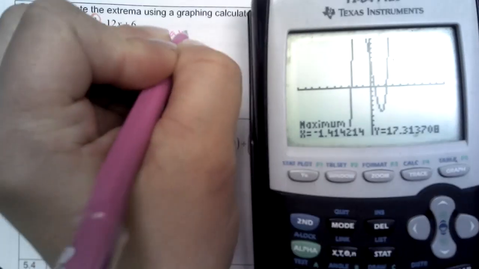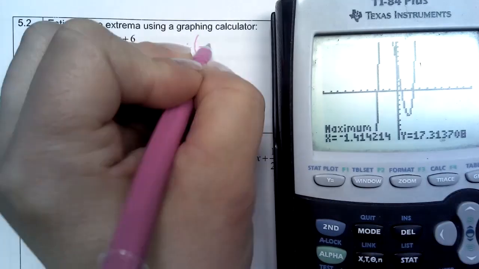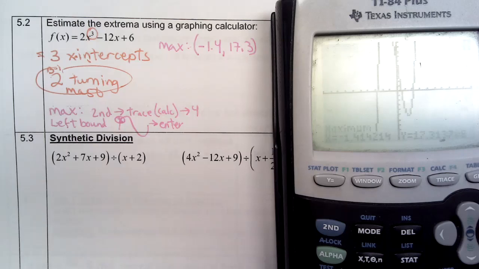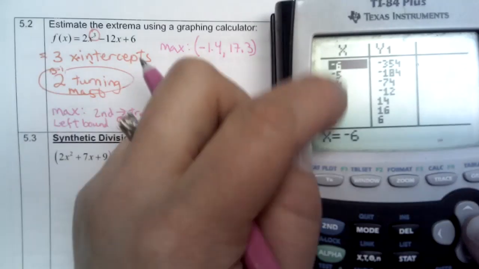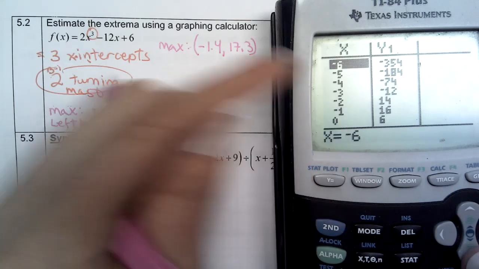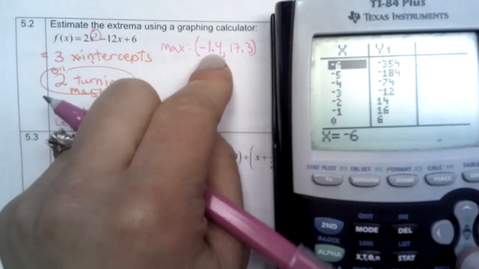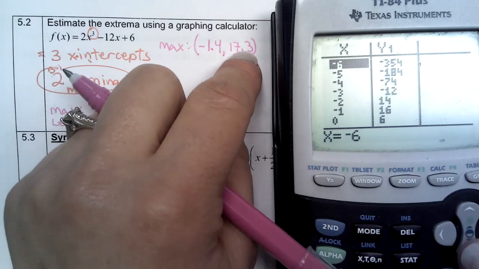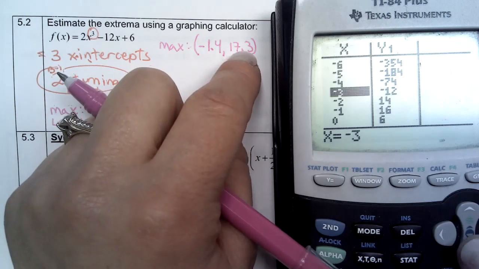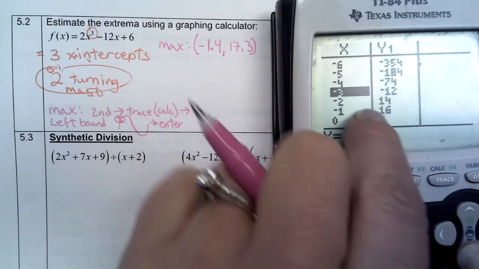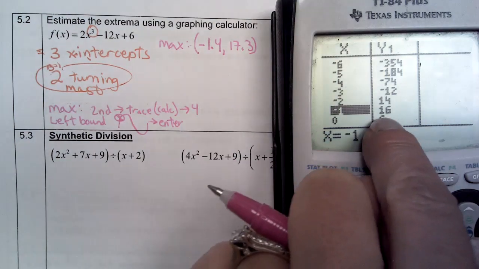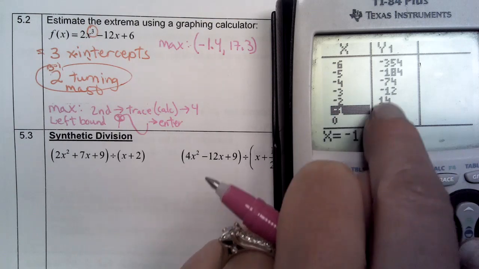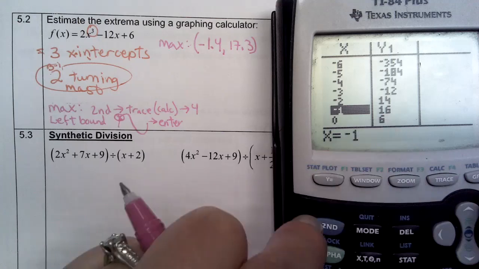So I have this maximum at negative 1.4 and 17.3. It would be really hard to use a table for this, because you would have to figure out what increments to put our x's in. In this case, we would have to use increments of 0.1 or 0.01 to get to that maximum. What we can see here is that it's down at negative 12, and then it goes up to 16. It doesn't even give us that. It goes up to 14, and then 16. So we would think that it's somewhere in here, but we wouldn't know where. So this is just a tool.